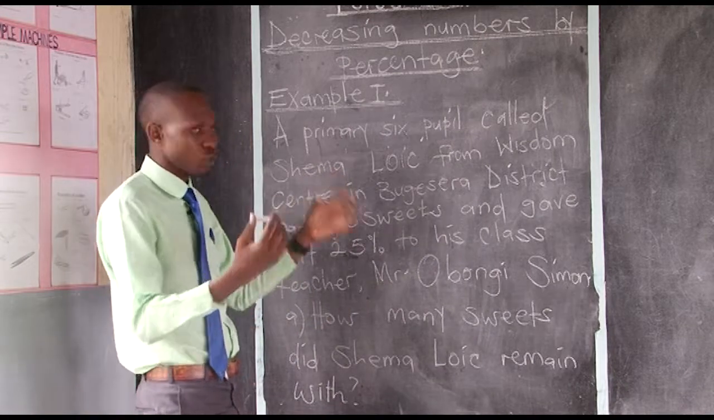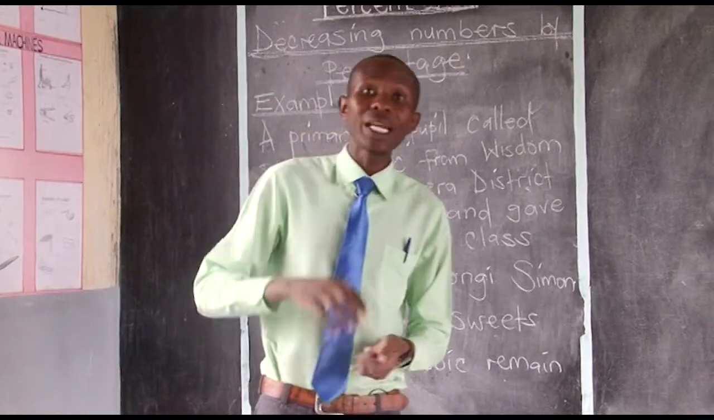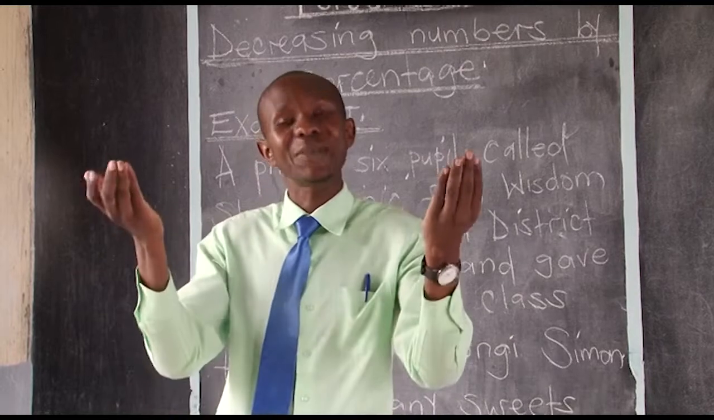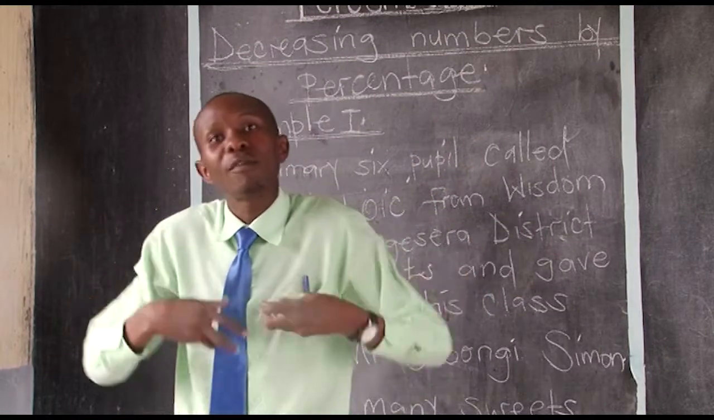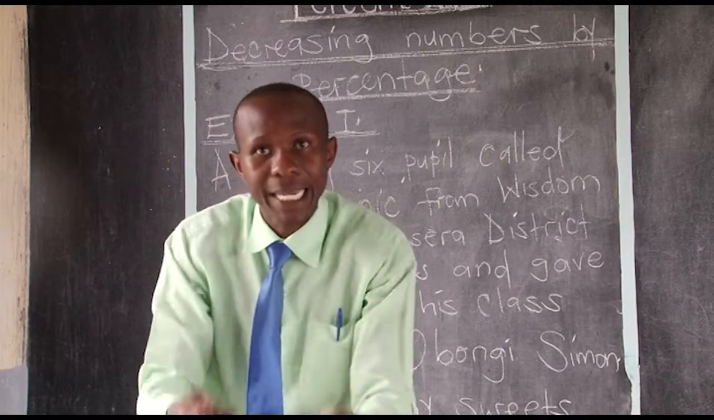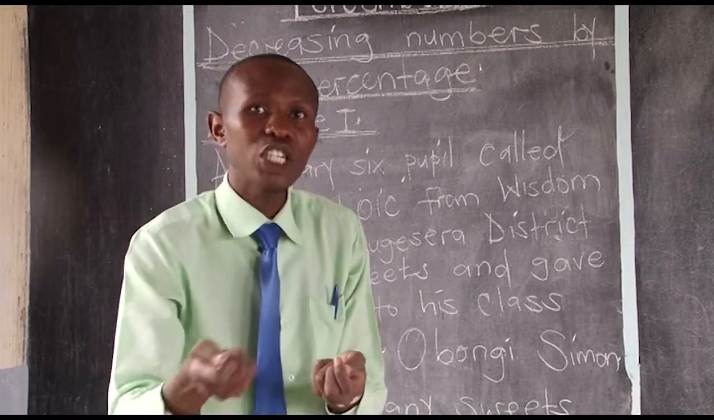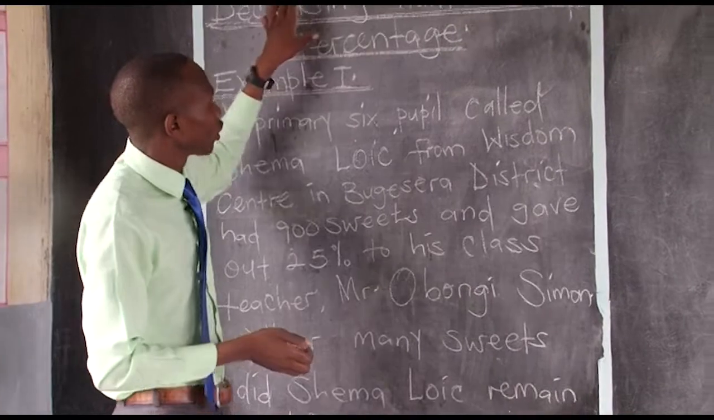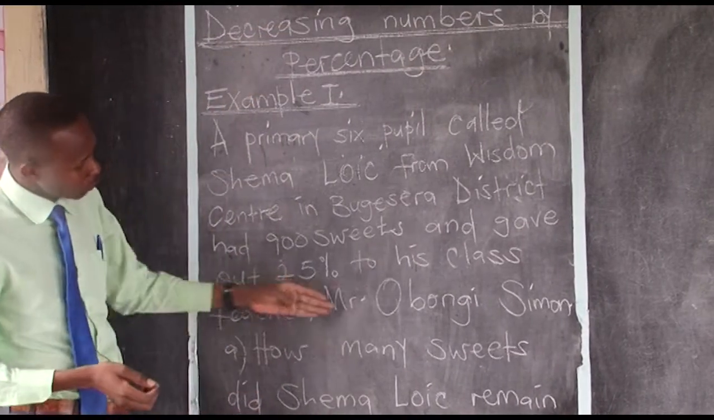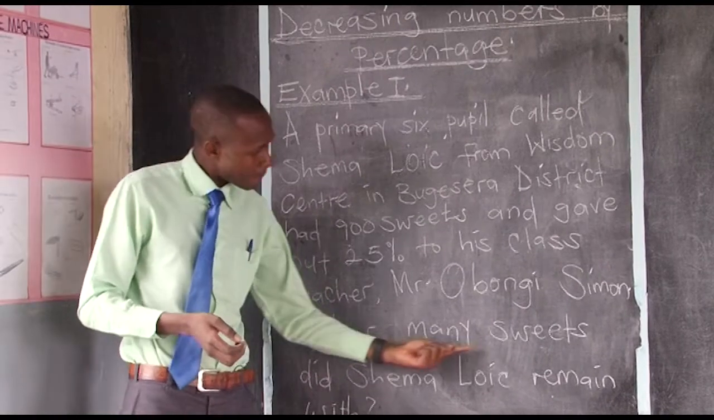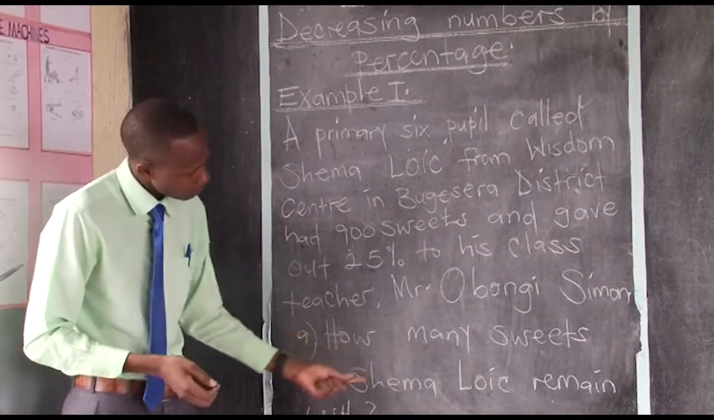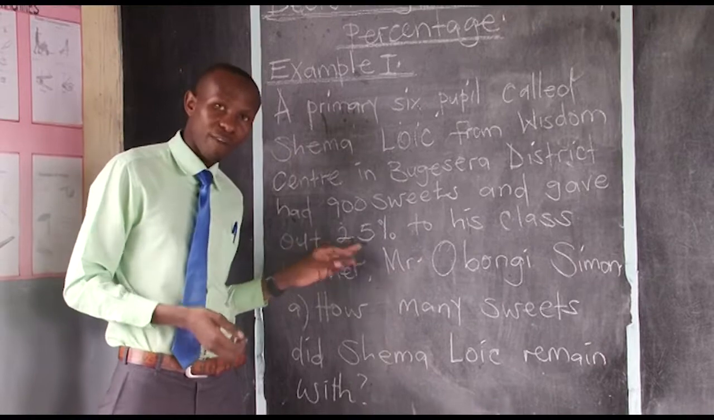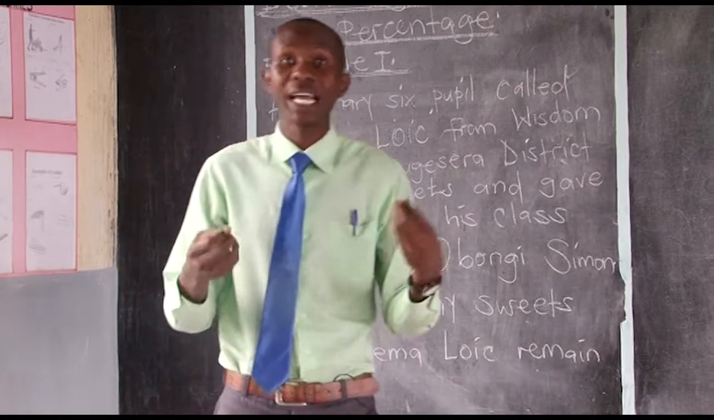We have the number of sweets, which we know is 900. When he gave out to his teacher, he decreased them, because when you give out, they cannot increase. You have surrendered it to somebody else, so what you remain with will decrease. That's what we mean by decreasing numbers. The question now asks us to find how many sweets Shemaroik remained with after giving the teacher 25%. But do we know the number of sweets in 25%?